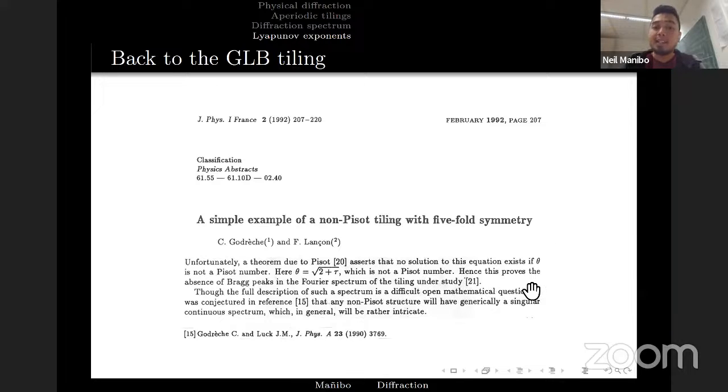So already in 1992, they knew that it doesn't have a pure point component. So the first component is already missing. But it's not clear to them what the continuous component is composed of. And they conjectured, with reference to this paper by Godrèche and Luck, that any non-Pisot structure will have generically a singular continuous spectrum. But since 1992, no one was able to prove that it actually is the case for this example.